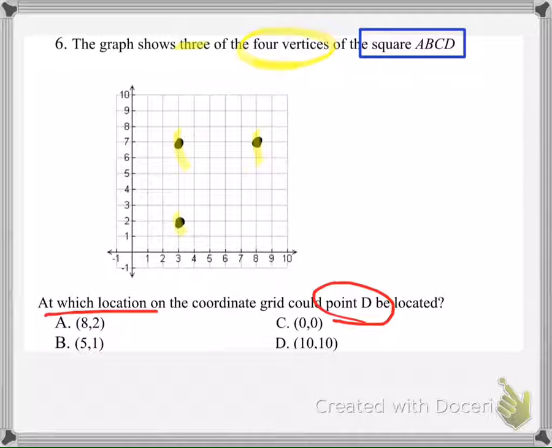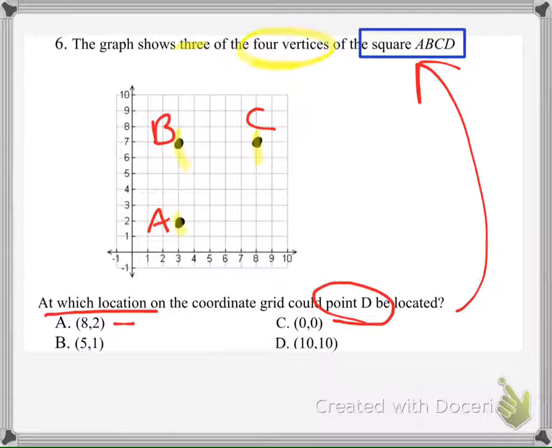So that means that we have points A, B, and C, and we need to know where point D is going to be in order for us to make that square right there. So if I graph this point (8, 2), that means if I start at the origin and I move 8 units to the right, then I have to go up the elevator 2, which means the point's going to be right there. So that would be point D.